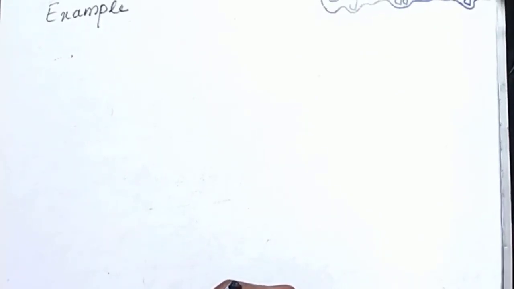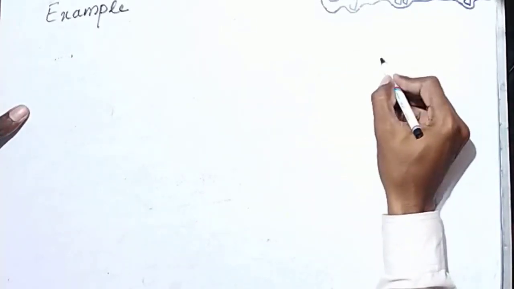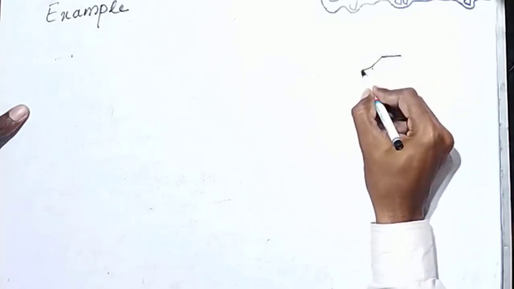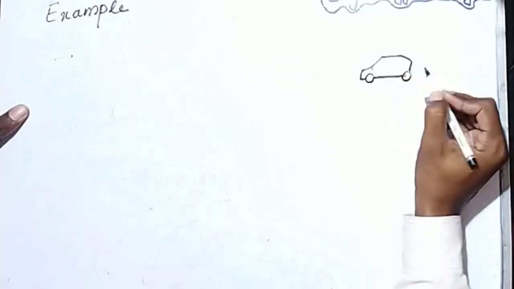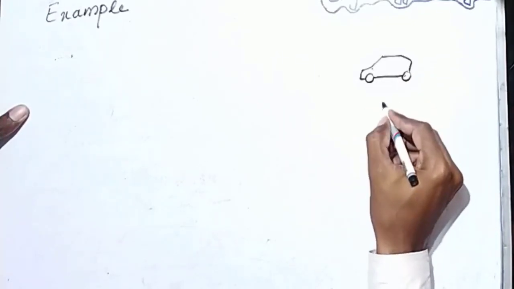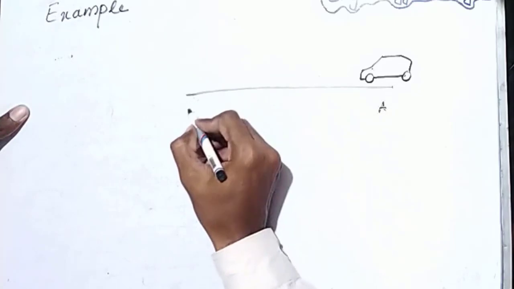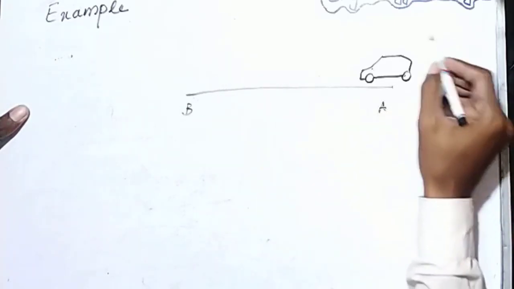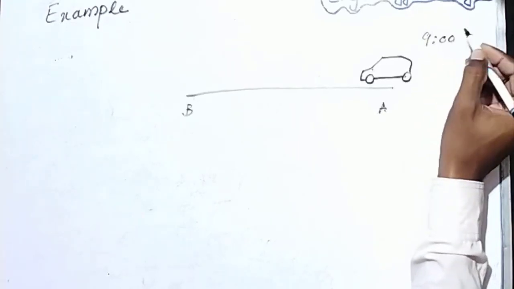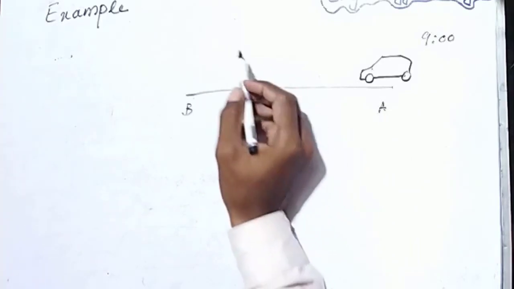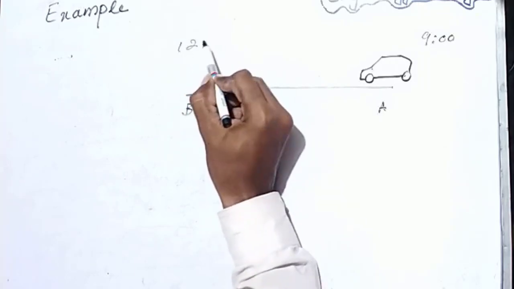Now we will discuss an example to understand the concept in a better way. So we have a car, and we are at point A, and after covering some distance we have to reach point B, and the time is 9 o'clock. We will reach point B at 12 o'clock.